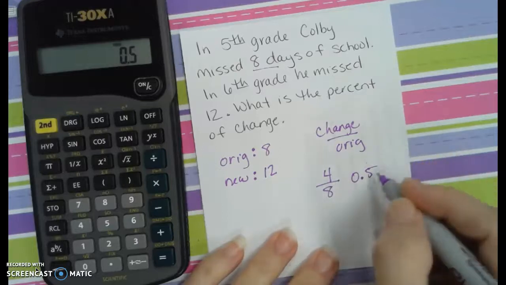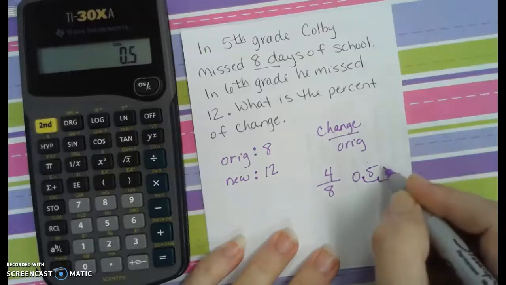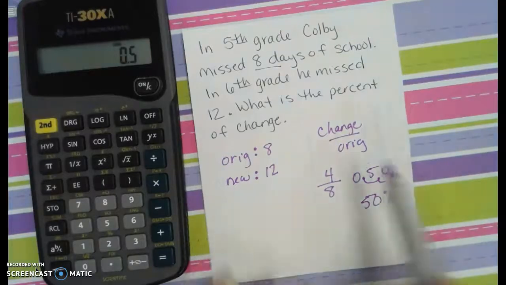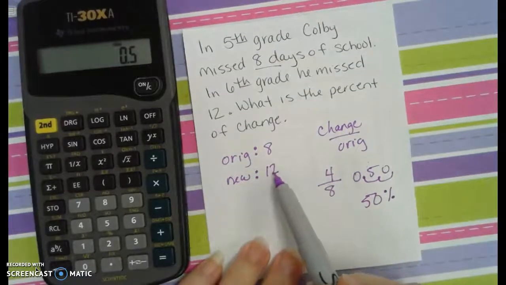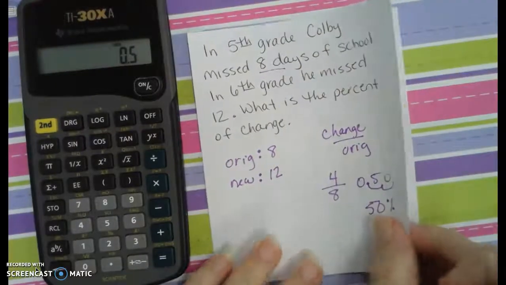So you can either say times 100 or move the decimal 2 times. If you move the decimal 2 times, you need to add a 0. So that is a 50% increase. So from 8 to 12 is an increase, so we would say that that was an increase of 50%. Okay? All right, one more.